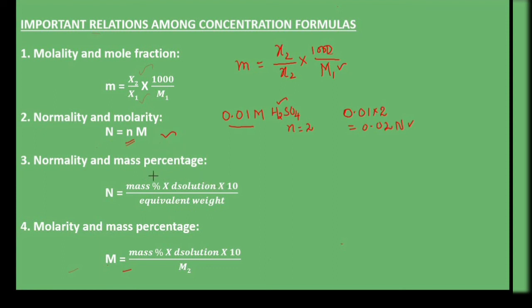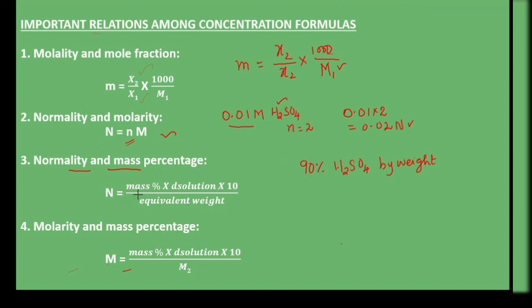And the next important formula relates normality and mass percentage. See, in some of the problems they would have given something like 90% sulfuric acid by weight, and the density of this solution they would also have given. So it is possible to calculate immediately.